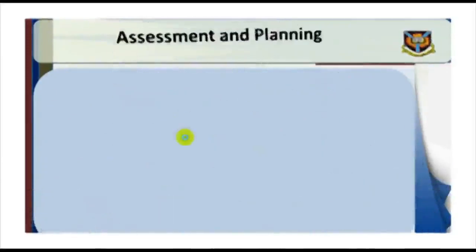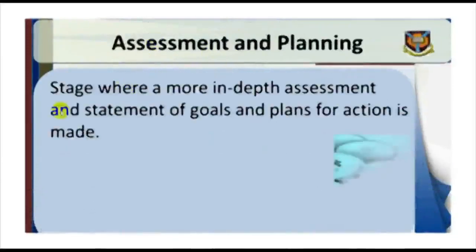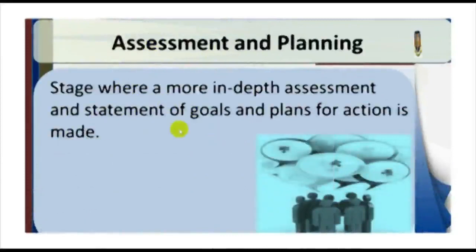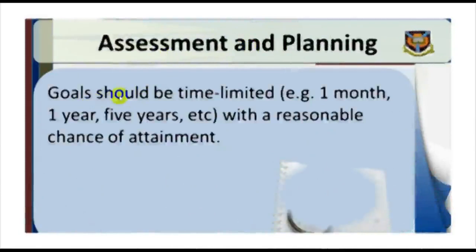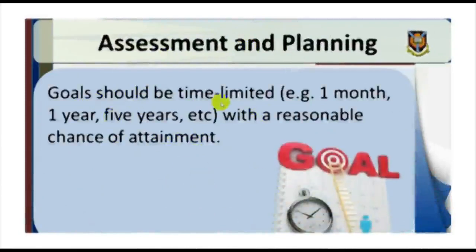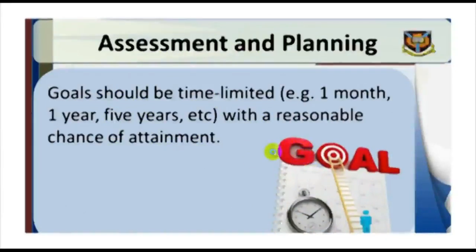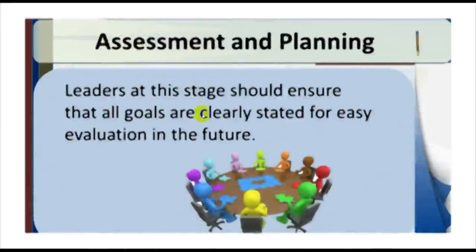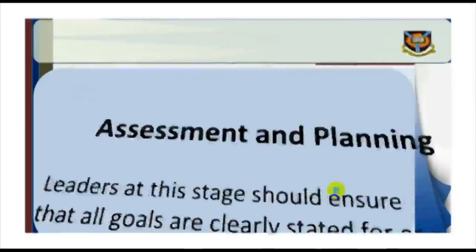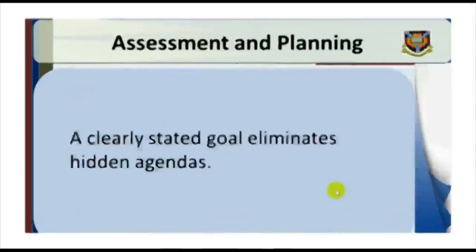Assessment and planning. This is a stage where a more in-depth assessment and statement of goals and plans for action is made. Goals should be time-limited, e.g. 1 month, 1 year, 5 years, etc., with a reasonable chance of attainment. The leaders at this stage should ensure that all goals are clearly stated for easy evaluation in the future. A clearly stated goal eliminates hidden agendas.